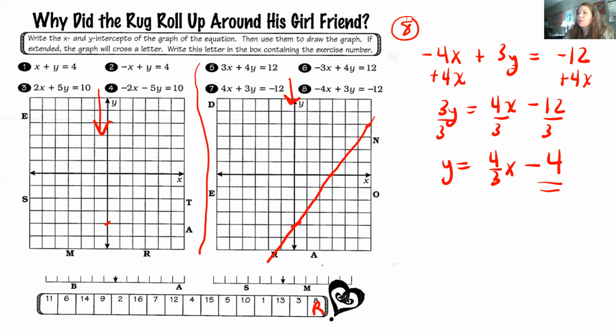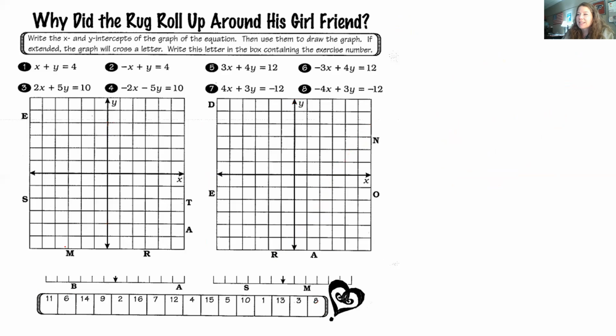All right, so anyway, we found out that letter number 8 is R, because we did slope-intercept form. So now let's go back and pretend we don't know that number 8 is letter R, and we're going to solve it with the x and y intercepts. So here's our original equation. Like I said, I want you guys to practice finding both. Listen to your teacher. Do what your teacher says.